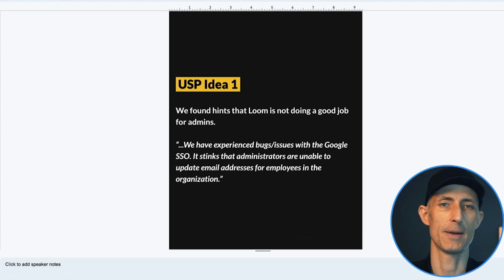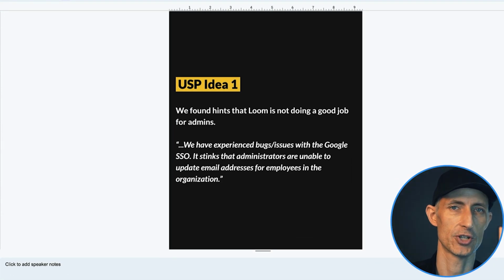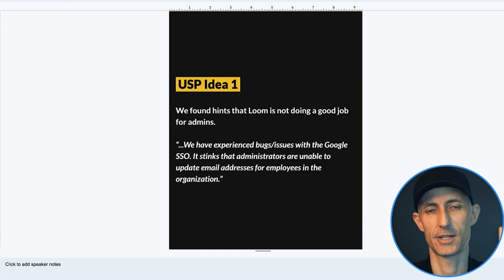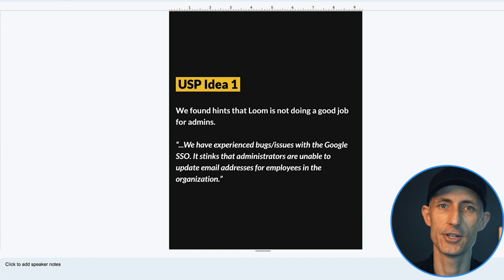One thing we found though is that someone was dissatisfied with the support for admins. So people running a small company, they wanted to administrate the videos, probably set some sharing rights or some Google single sign-on. Those are the things that don't work with Loom for some reason, and this could be an approach.